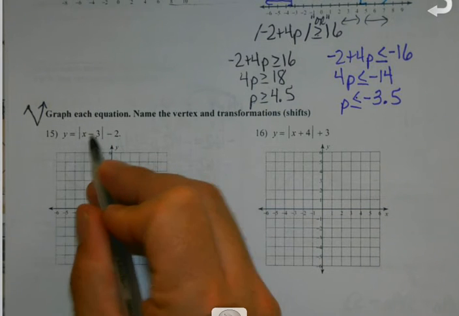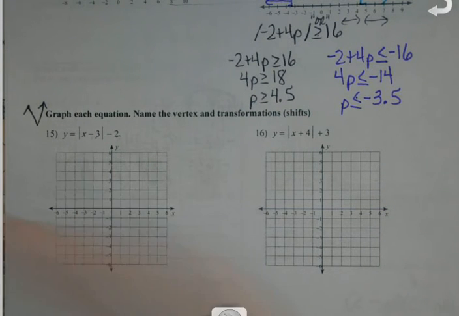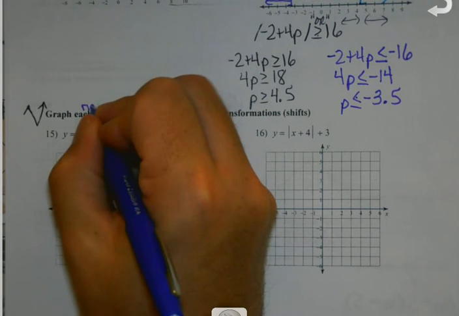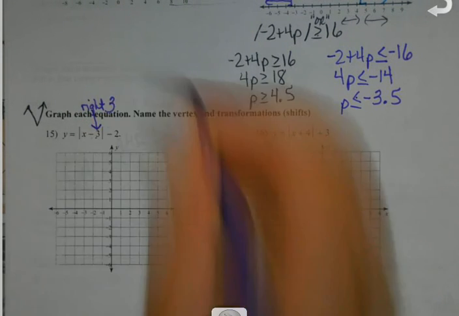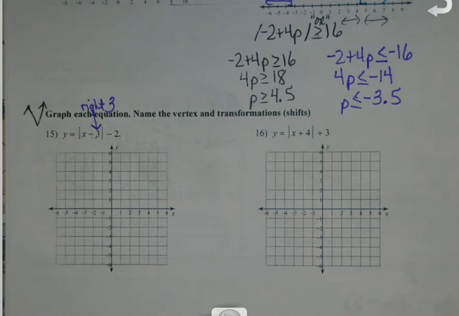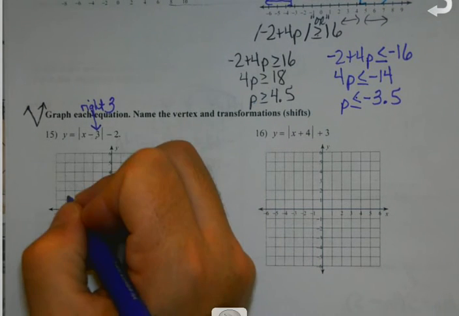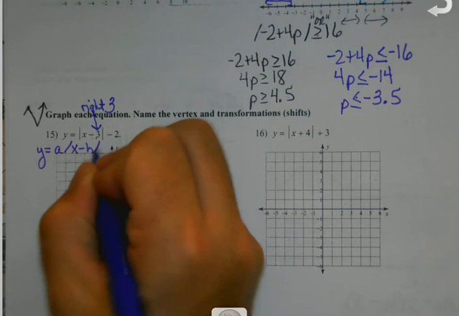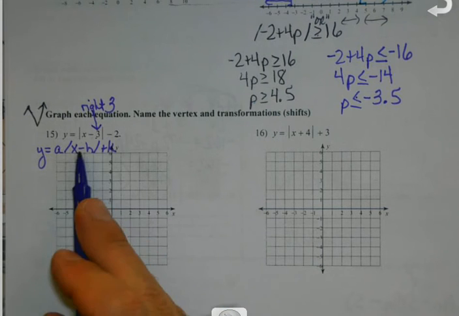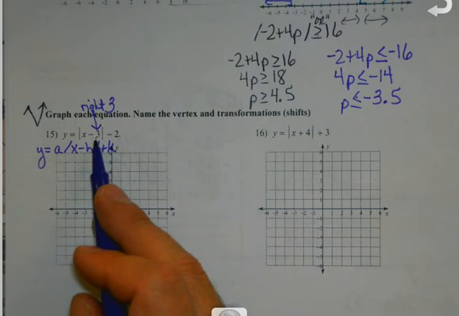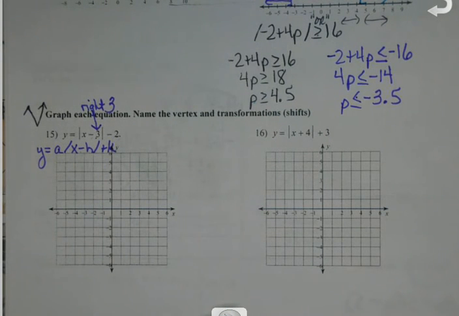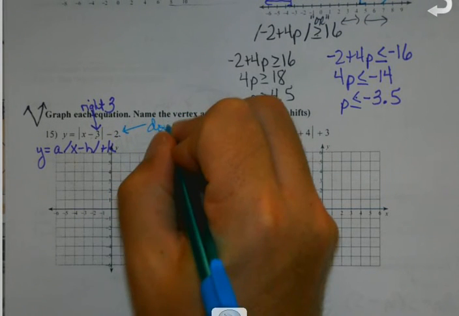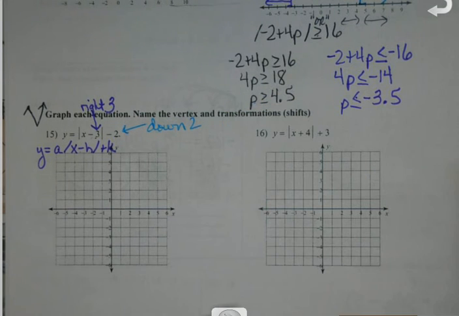Do we remember what my shifts are? What this negative 3 and this negative 2 mean? When I'm doing what's inside, that's my left or right shift. And it's always the opposite of what I think, because the actual format for this looks like this. So it's the opposite of the number I see here. It's the opposite of negative 3, which would be right 3. And then on the end, that's always my up and down, and that's always whatever I see, because it's plus k. So it's going to be down 2.